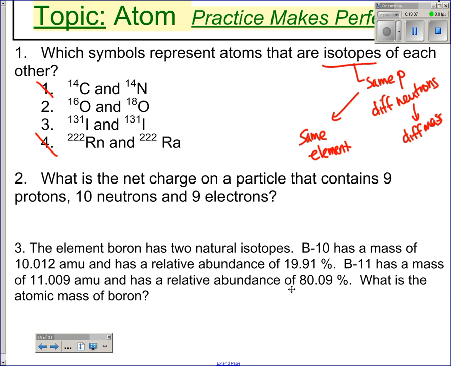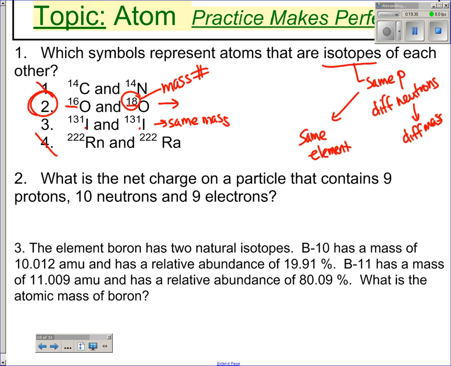If we look at choice 2, 18 and 16, the numbers at the top are representing our mass number. So O16 and O18 have different masses, so these are isotopes of each other. Iodine 131 and iodine 131 are the same mass, so they are not isotopes of each other.